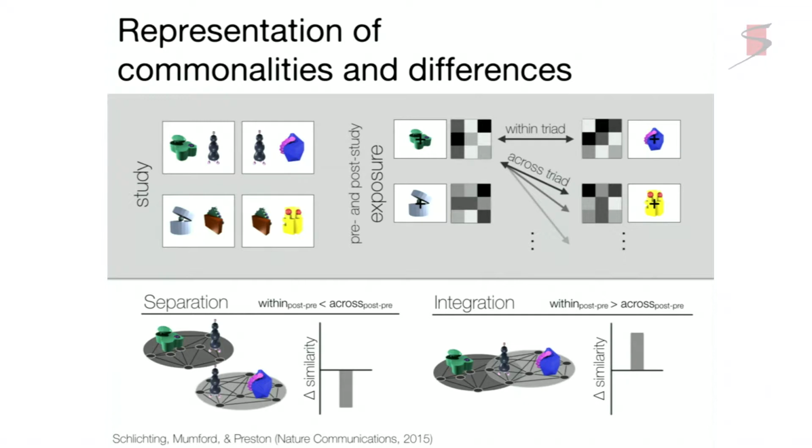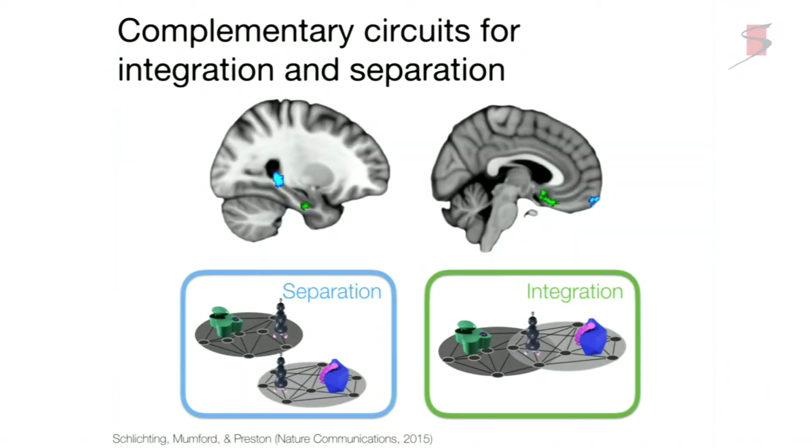We searched in the brain for regions that do either separation or integration, and we actually found complementary circuits, right? They have different biases to treat the same information and represent it differently. The green regions here are those that showed increased similarity after learning, and that includes the anterior hippocampus here and the posterior ventral medial prefrontal cortex. In contrast, posterior hippocampus and a more anterior region of medial PFC tend to afford these separate representations.